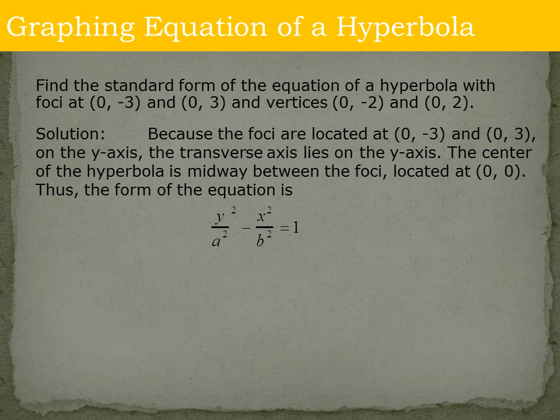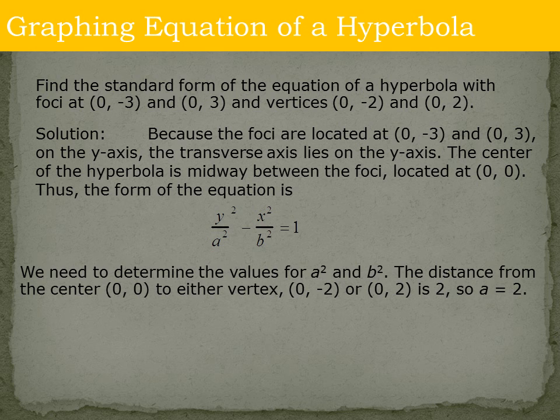Thus, the form of the equation is y squared over a squared minus x squared over b squared equals 1. Then we need to determine the values for a squared and b squared. The distance from the center (0, 0) to either vertex, (0, -2) or (0, 2), is 2, so a equals 2. y squared over 2 squared minus x squared over b squared equals 1, or y squared over 4 minus x squared over b squared is also 1.